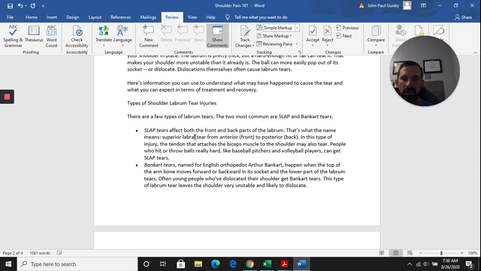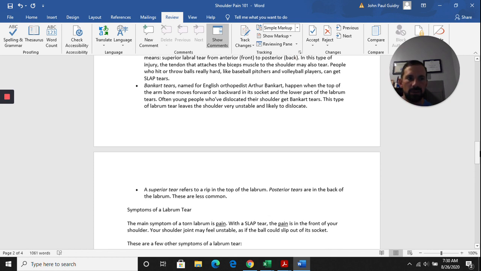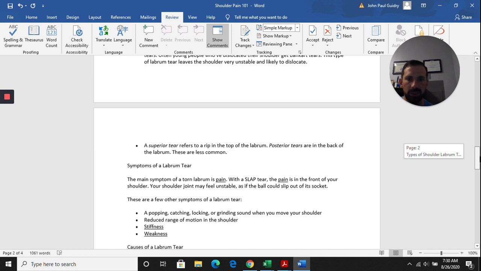Bankart tears are more of a dislocation type injury. It's where the humerus hits into the labrum and causes a tear. This can leave the shoulder very unstable and easy to dislocate. So sometimes surgery is needed for this. Sometimes it can be managed by strengthening the musculature around it, maybe avoiding certain activities or positions, at least for a while. A superior tear obviously refers to the top of the labrum. A posterior tear refers to the back of the labrum.